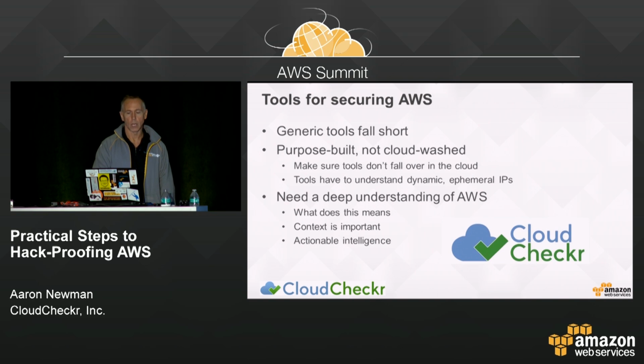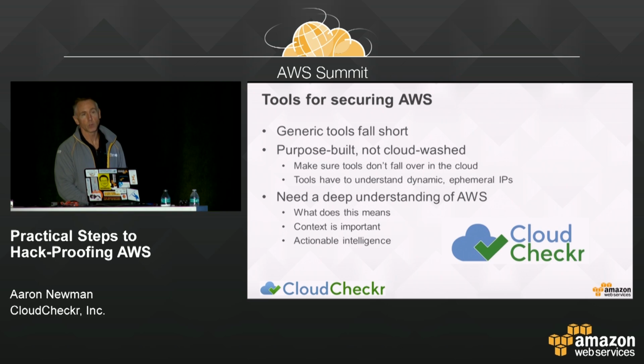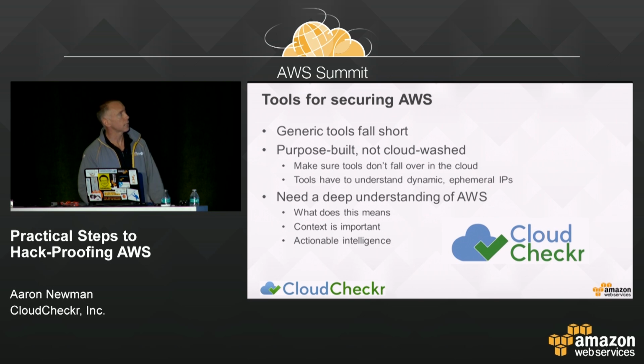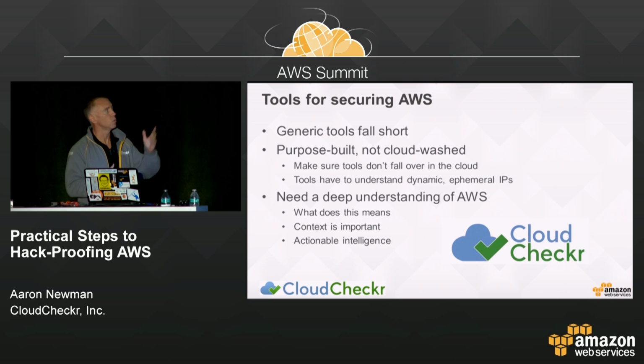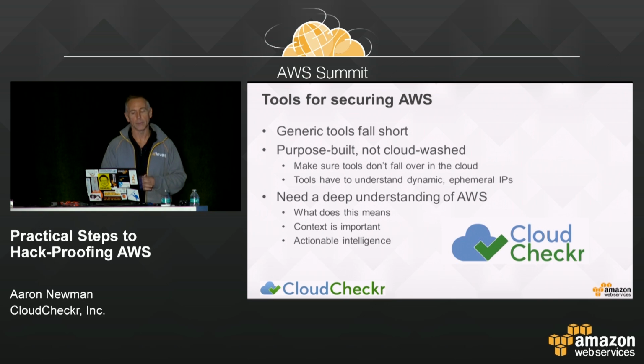So there are plenty of tools for securing AWS. We provide one of those tools, Cloud Checker. You do still need, for instance, antivirus software on your EC2. You need these threat protection tools. But beyond that, you need tools that help you at the cloud layer.